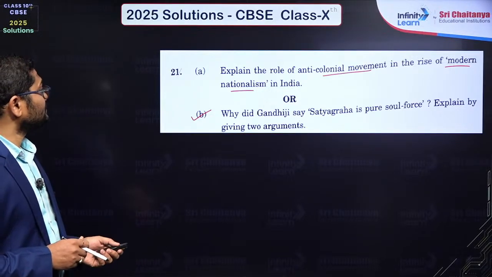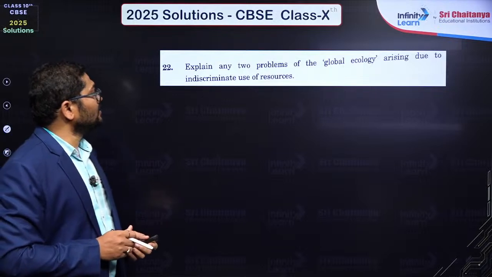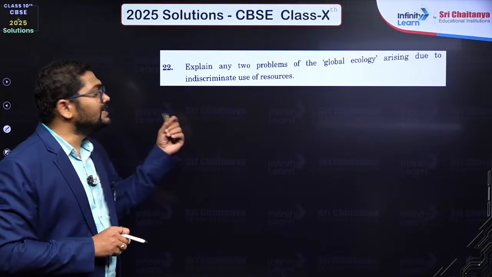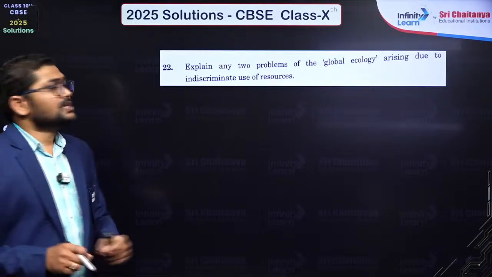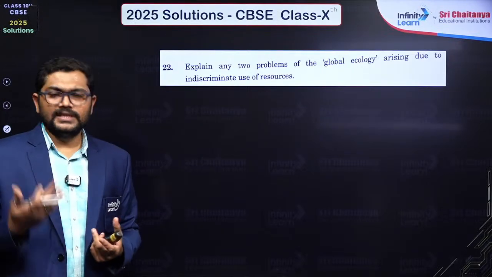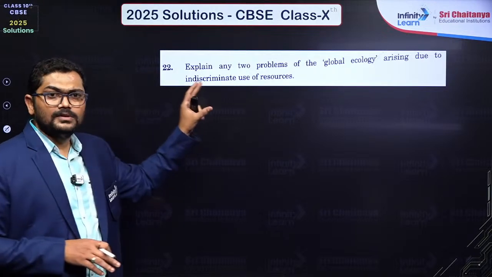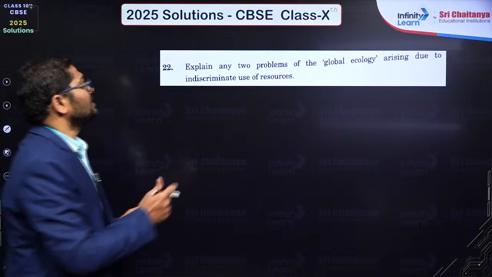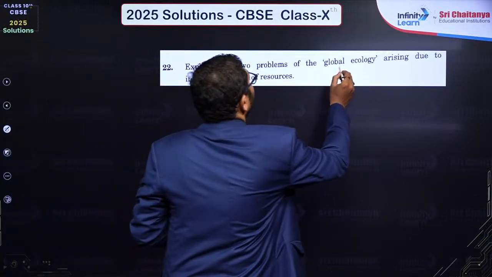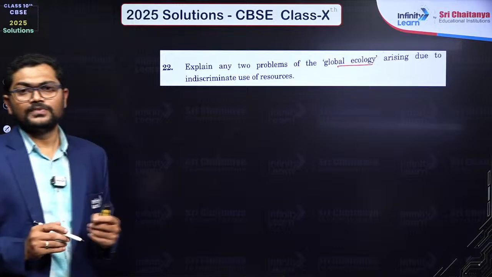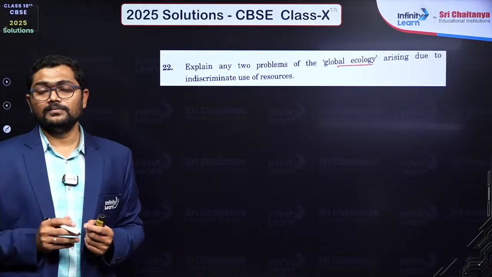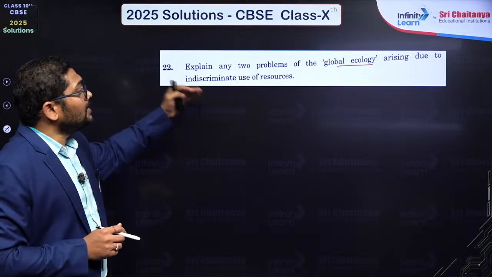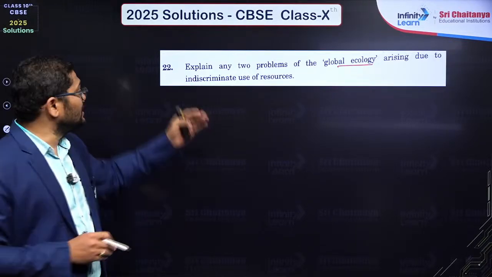Next one, question number 22: explain any two problems of global ecology arising due to indiscriminate use of the resources. Whenever we see this question, we normally think that it is from forest and wildlife resources, which is chapter number 2 in geography. But this question, even without the particular words global ecology, is coming from chapter number 1, resources and development, from geography. So because of the indiscriminate use of the resources, what are the problems that can come up? Those points we need to write.